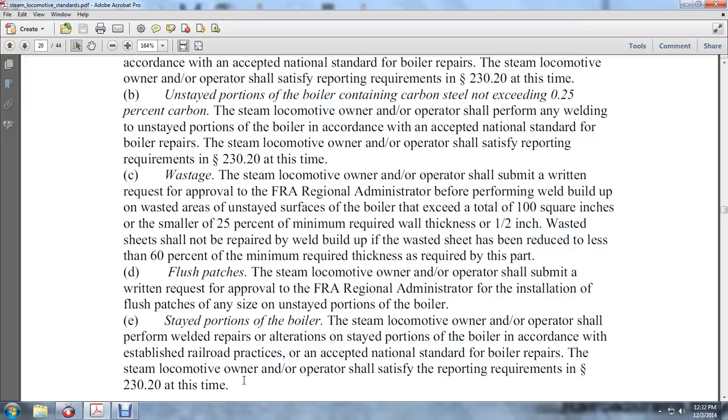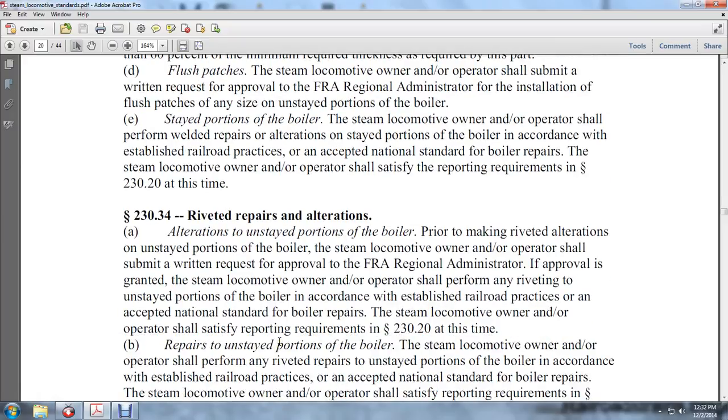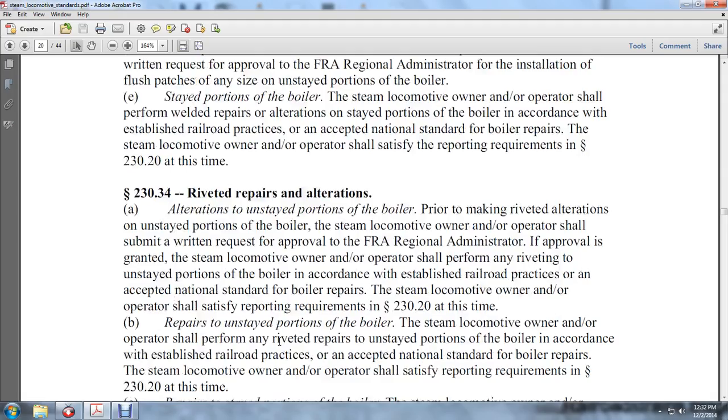For stayed portions of the boiler, the steam locomotive owner and operator shall perform the welding repairs and alterations on stayed portions of the boiler in accordance with established railroad practices and accepted national standards for boiler repairs. The steam locomotive owner and operator shall satisfy the reporting requirements of 230-20 at this time. 230-30 through 230-20 at this time.